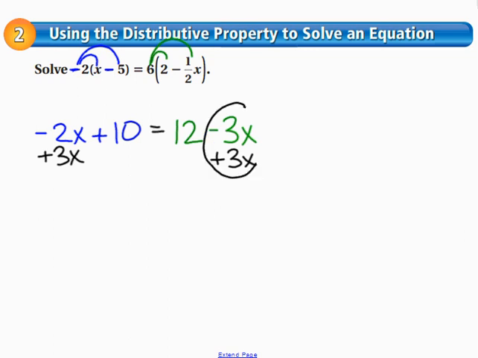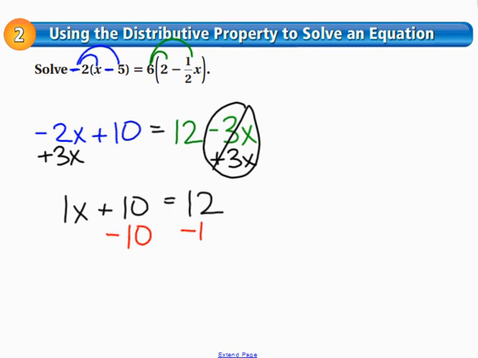Here's why. This is your zero pair, and then negative 2x plus 3x is positive 1x. So now we just have x plus 10 equals 12. And then you can subtract 10 from both sides. So 1x equals 2. So again, there are 4 correct ways to solve that equation. All of them should give you 2 as the answer.